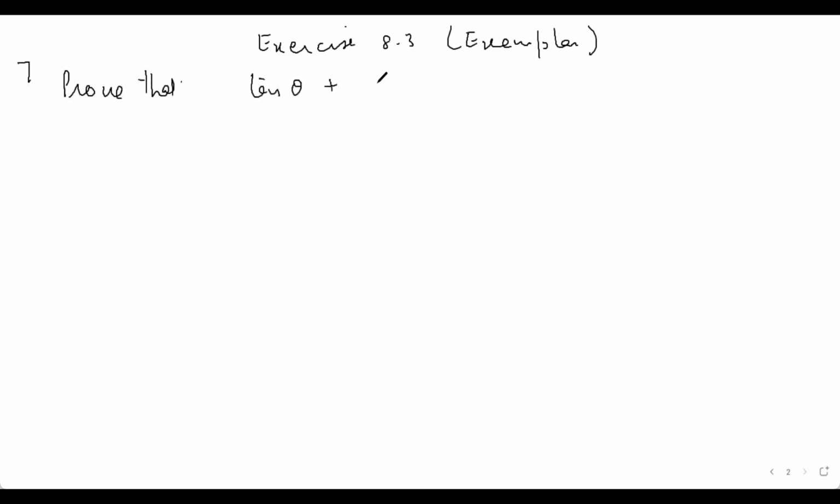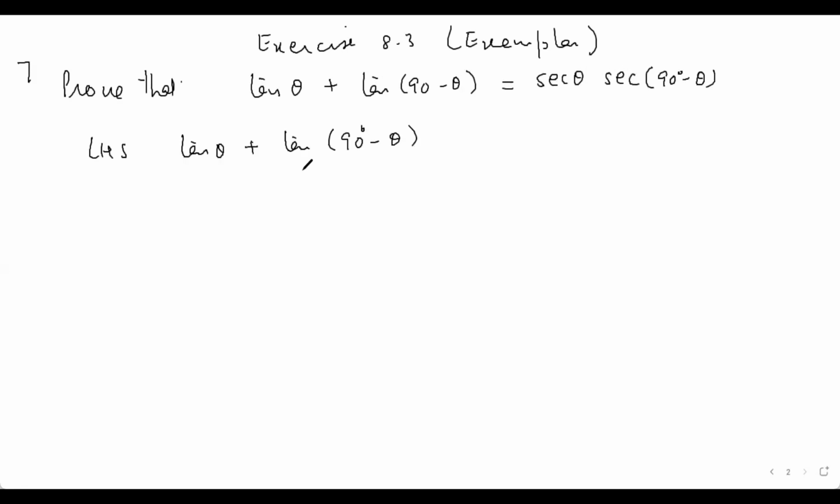Now I'm going to solve the 7th sum of exercise 8.3 of exemplar. The question is, prove that tan theta plus tan 90 minus theta is equal to sec theta sec 90 minus theta. Its left hand side is tan theta plus tan 90 minus 90 degree minus theta. Now this can be written as tan theta plus cot theta.